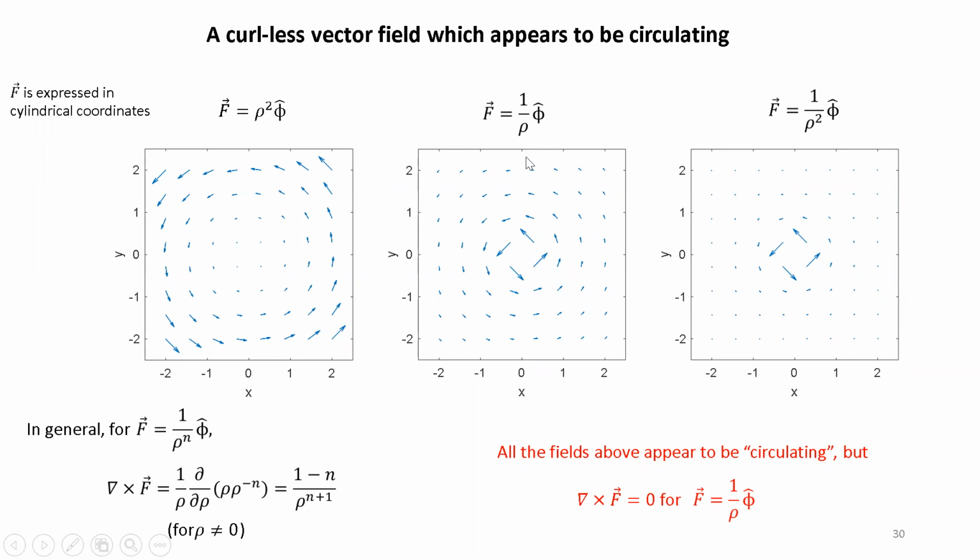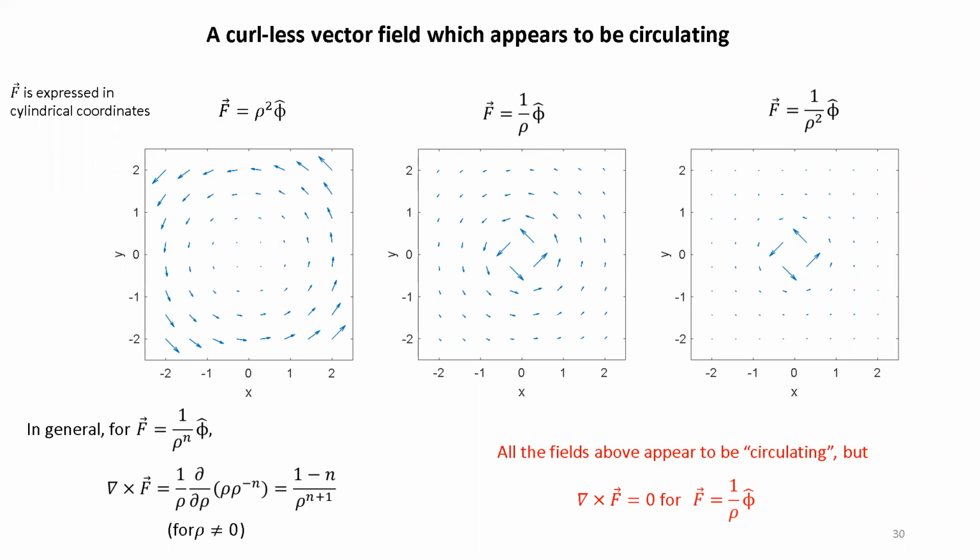In this case I have 1 over rho, so near the origin you have a very large magnitude vector, but as you go further away the magnitude gets smaller and smaller. 1 over rho squared will decay even more rapidly. Just by our impression, it looks like all the fields are so-called circulating. But now try to take the curl of this field.